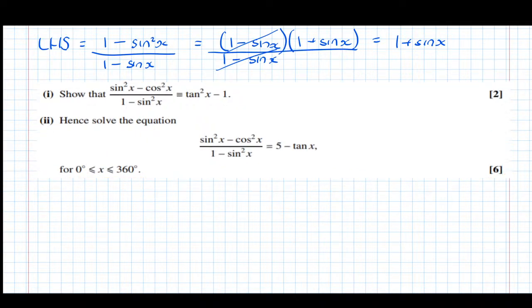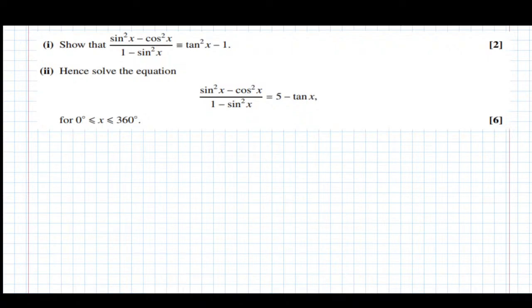So it's asking us to show that sine squared x minus cos squared x over 1 minus sine squared x is identical to tan squared x minus 1. And remember that the trig identities that we can use: tan x equals sine x over cos x, and sine squared x plus cos squared x equals 1, and I'll make those identity signs as well. So have a think about how you do that one. Maybe have a go at it. There's going to be a little bit of experimentation involved.